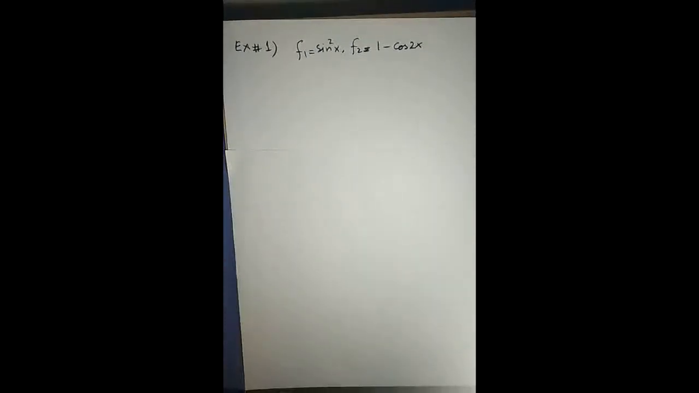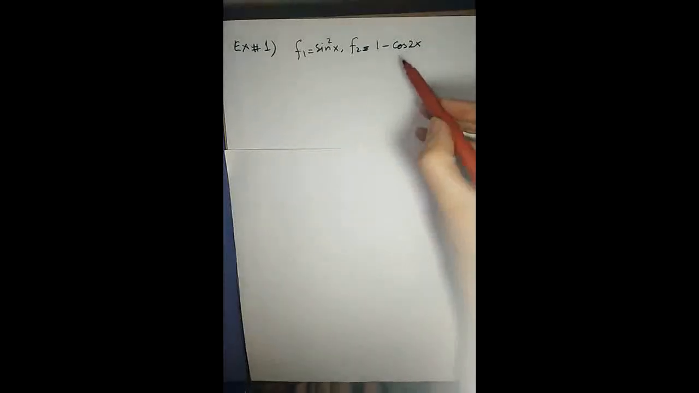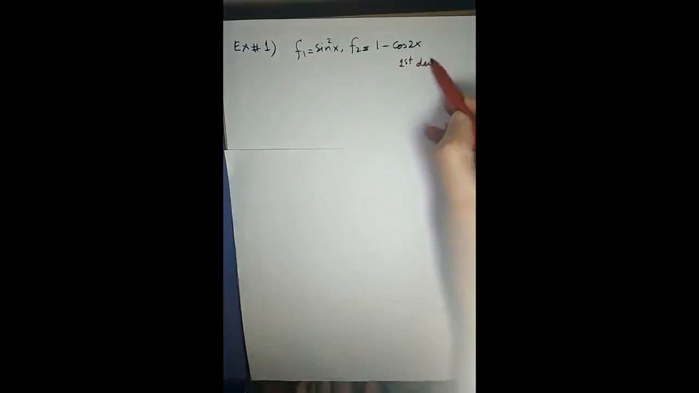So here there are two functions. f1 is sine square x and f2 is 1 minus cos 2x. Here we use the method of Wronskian to check whether it is a linear combination of independent functions or not. So what we do, Wronskian, two functions, how many derivatives? 2 minus 1, only the first derivative you have to check for this.